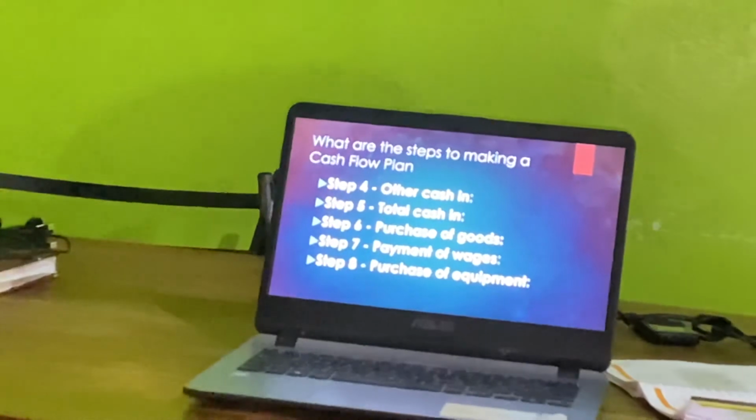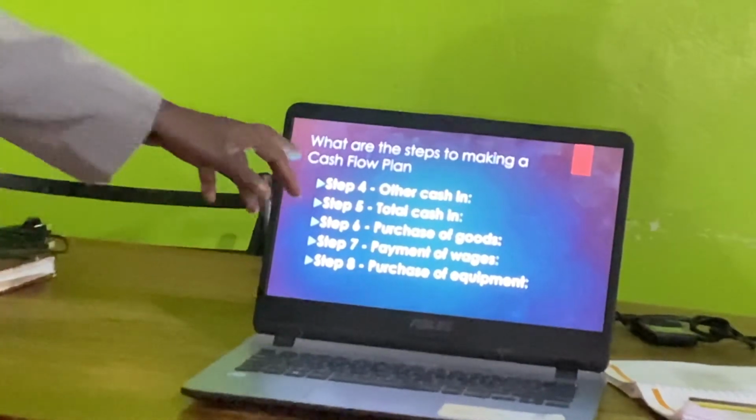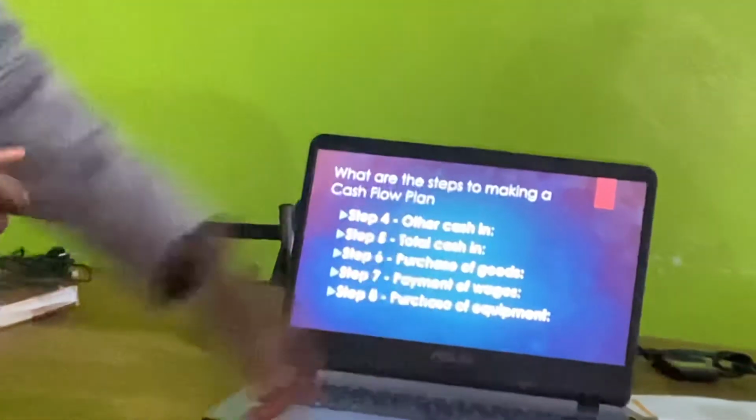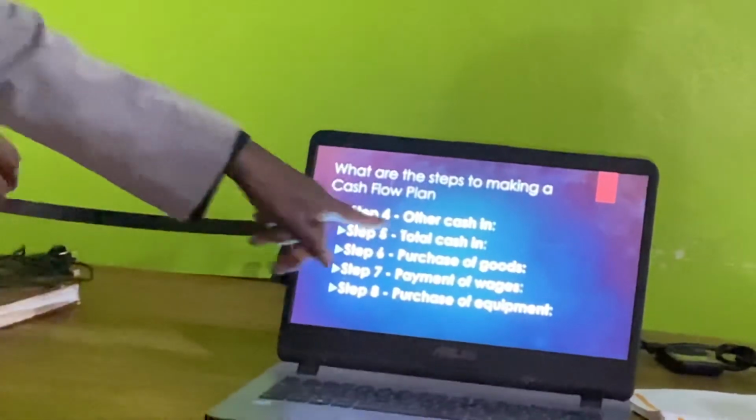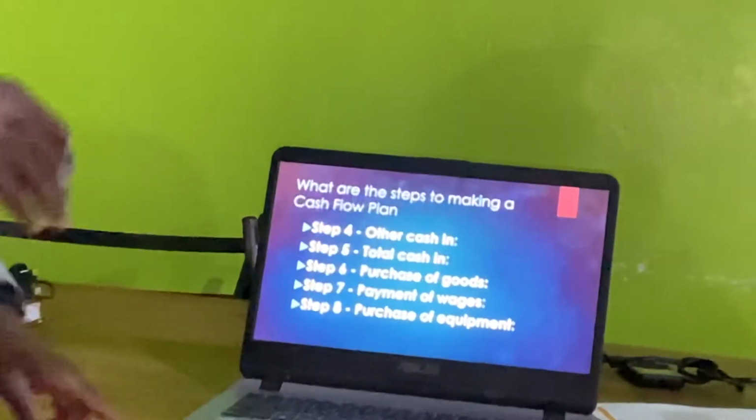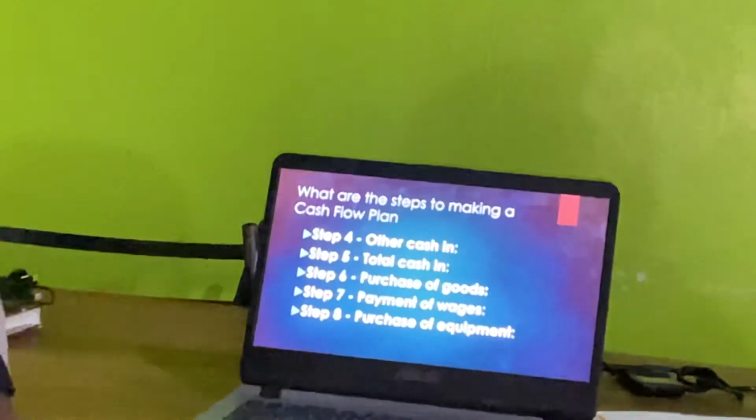So the next step that we look at is other cash in. As business people, you're bound to have other sources of income. It could be loans or interest in some fixed deposits that you've put somewhere. So then the next step is to calculate the total cash in. Total cash in is going to be the total monies that have come into the business, through the sales or through other sources if you have any.